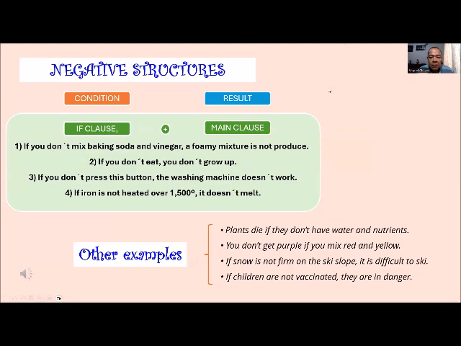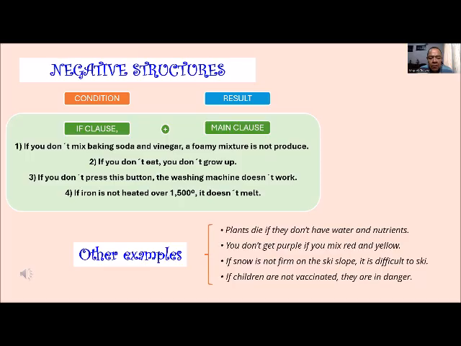Negative zero conditional sentences are used to express situations in which there is a real general condition in the present and its inevitable result. For example, number 1, if you don't mix baking soda and vinegar, condition, a foamy mixture is not produced, result. Negative zero conditional sentences are those in which the verb in one of the clauses, either the condition or the result, or in both is negative. For example, number 2, if you don't eat, you don't grow up.